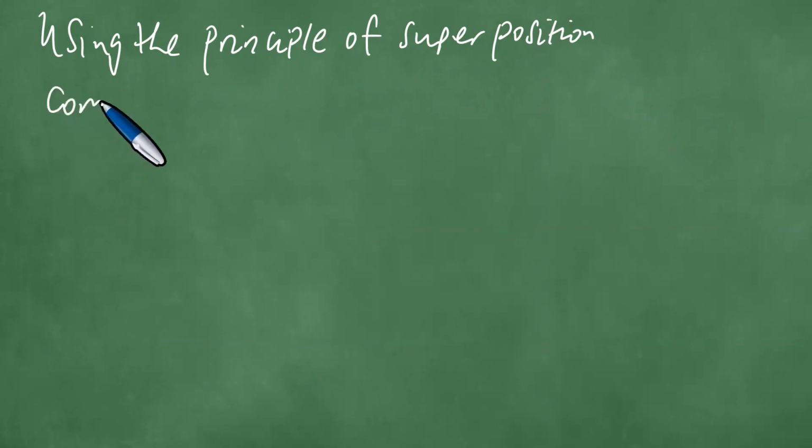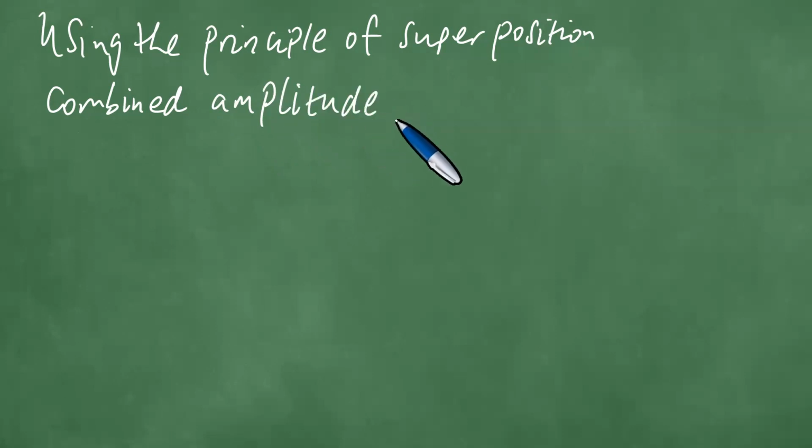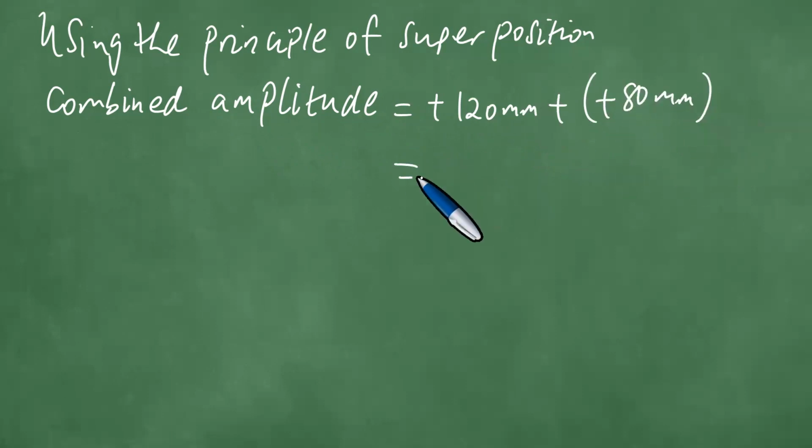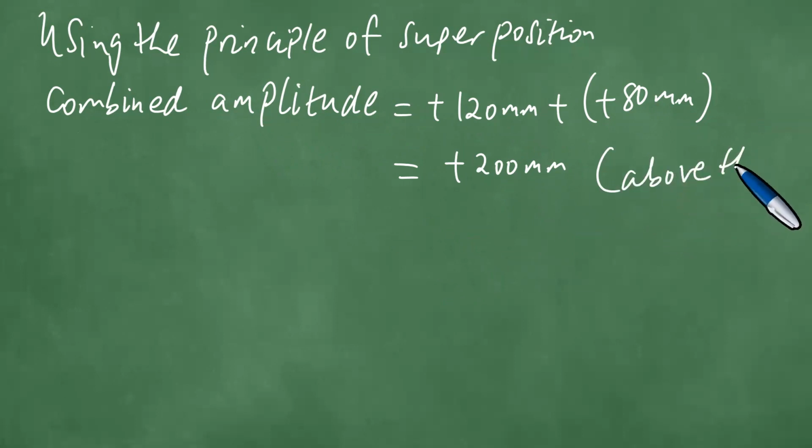the combined amplitude is equal to plus 120 millimeters plus plus 80 millimeters, and if you add them up, you get plus 200 millimeters, which is 200 above the rest position.